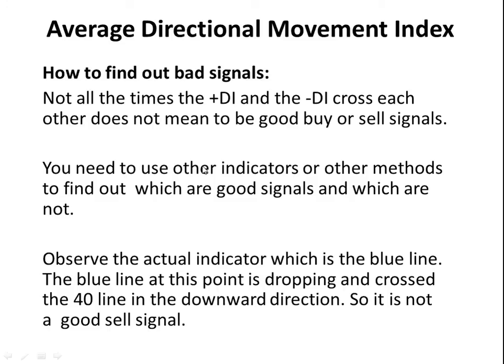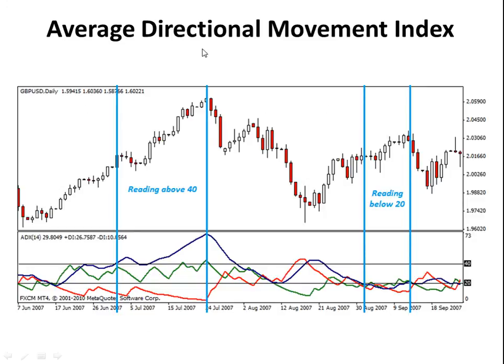So how to find out bad signals from this indicator? Whenever the lines cross each other, the green line and the red line, it doesn't mean that they are always buy or sell signals. There might be some bad signals also. See, at this point, the red line has crossed the green line, indicating a sell signal. But if you see at this point, the downward trend has ended here. So this is not an actual sell signal.